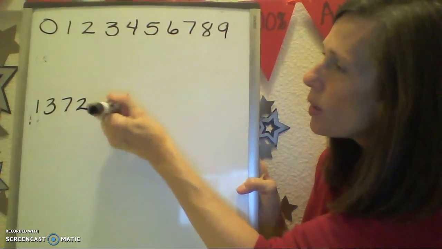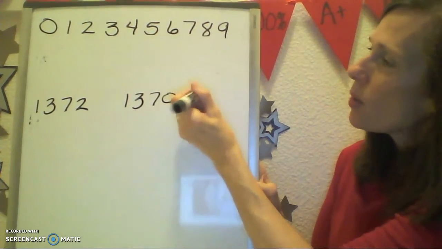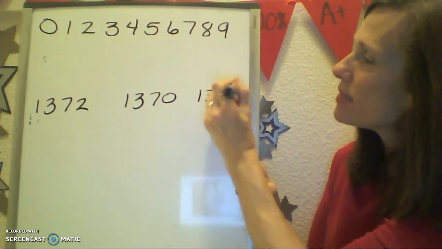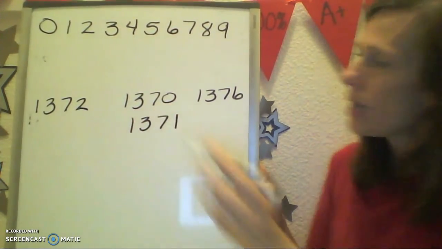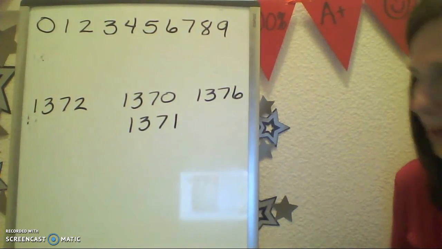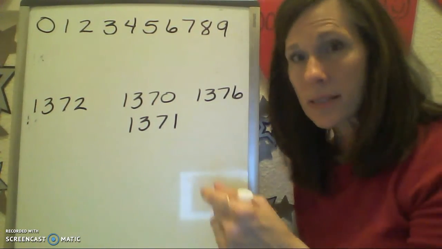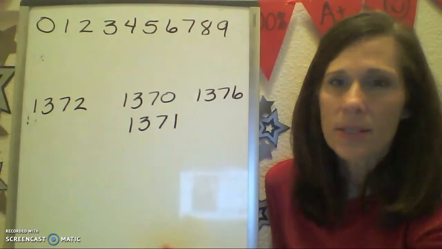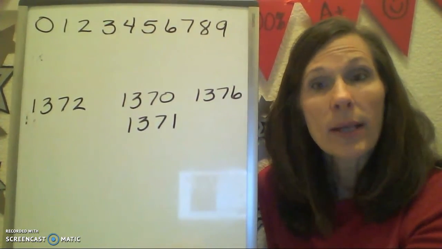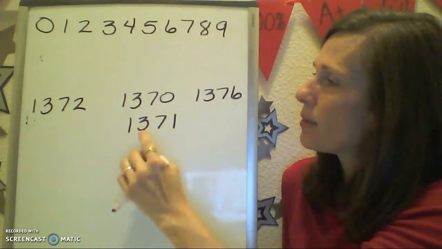1,372, 1,370, 1,376, 1,371. All right, so here I go. I look in my thousands place, right? And I notice a 1, 1, 1, 1. So that's not going to help me. So I look in my hundreds place, and I notice a 3, 3, 3, 3.